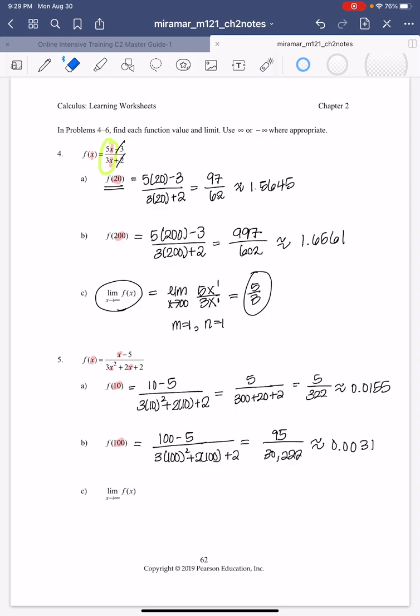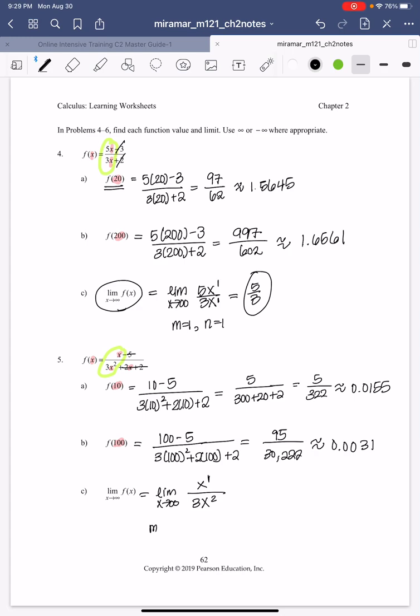And lastly, finding limits at infinity. Since this is a fraction, I only care about the leading term. So this is the highest term in the numerator, and this is in the denominator. So that will be my leading term. I don't have to look at all these extra ones. I just have to look at the leading term of f of x, which is x over 3x squared. I'm going to put 1 just to check and see which one is the m value and the n value.